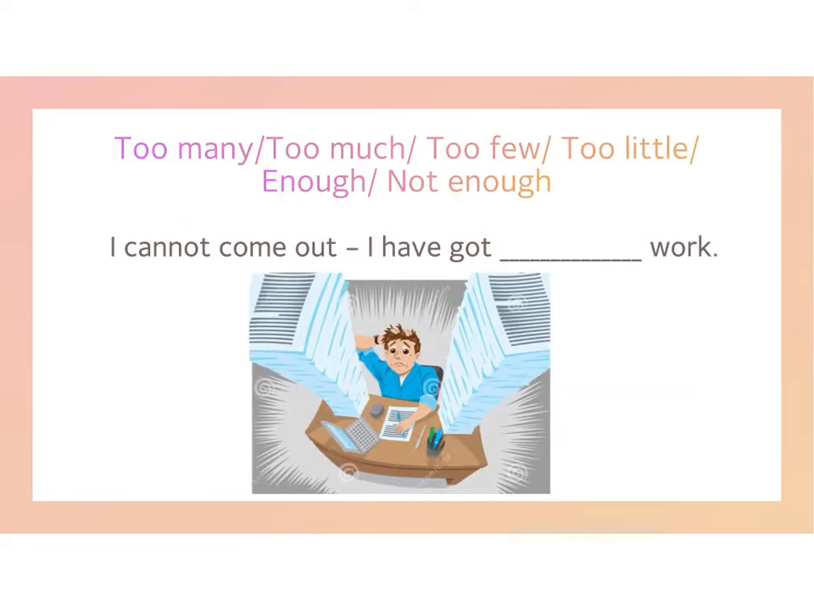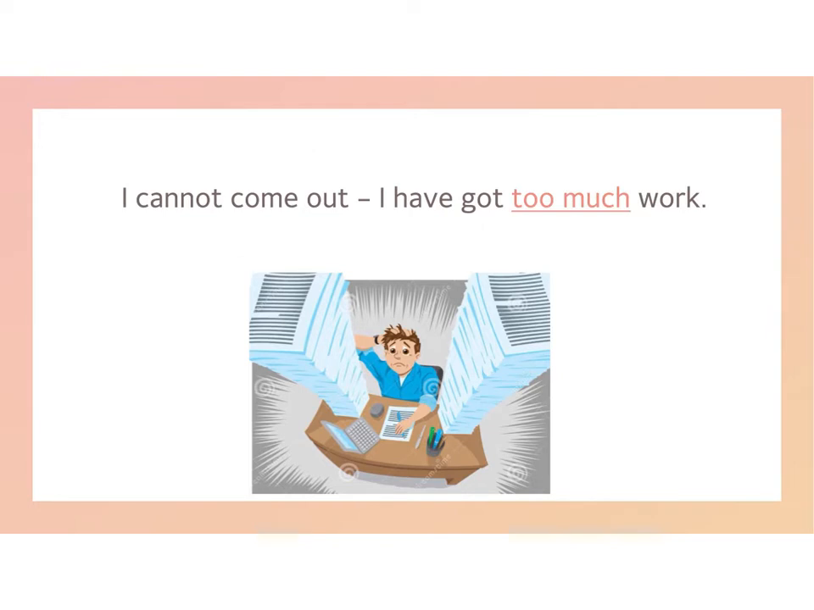Question 2. I cannot come out. I have got work. The answer should be too much. I cannot come out. I have got too much work. The word work is an uncountable noun, and as you see the picture, you will find that there are 2 piles of papers here, right? And then the word work is an uncountable noun, so I think too much is the best answer for this question.